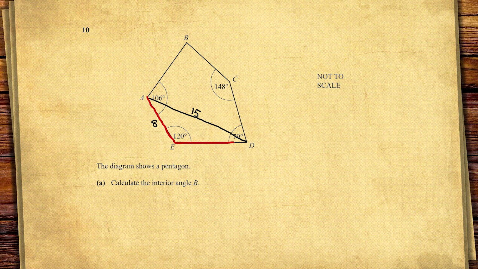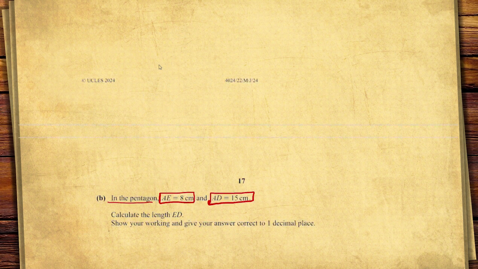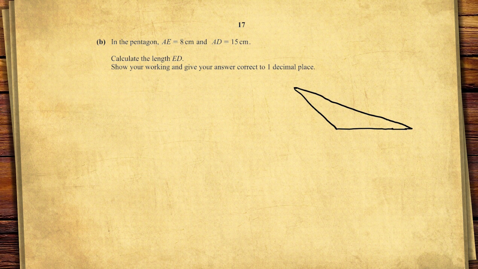Now we have a non-right angled triangle ADE, and in this triangle we know 2 sides 8 and 15, and we know one angle 120 degrees. Now let's draw this triangle separately over here. The question tells us to calculate the length ED, and ED is this length.